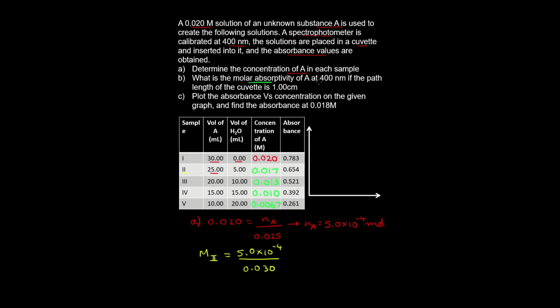Now what's the molar absorptivity of the substance if the path length of the cuvette is 1 centimeter? Using the Beer-Lambert law and any row in this table, we have the absorbance is equal to the molar absorptivity times the path length times the molar concentration, which gives the following molar absorptivity.